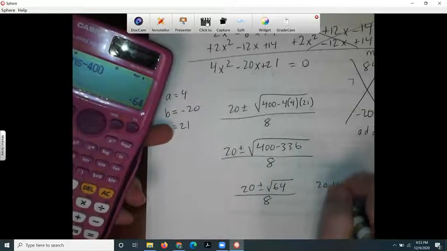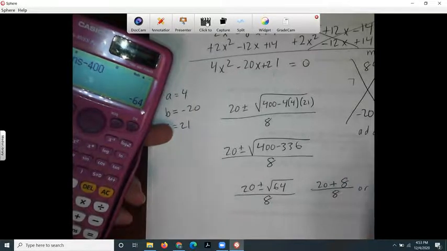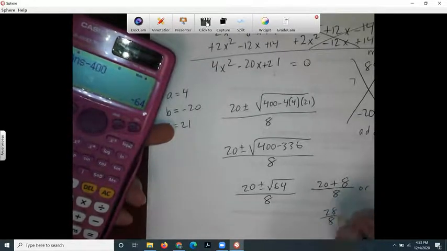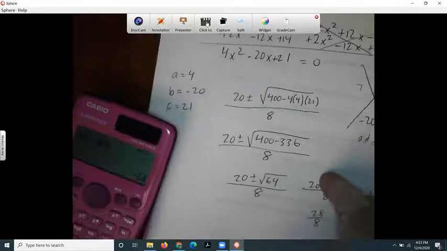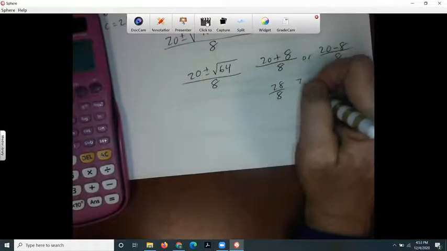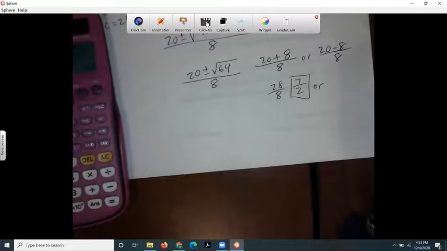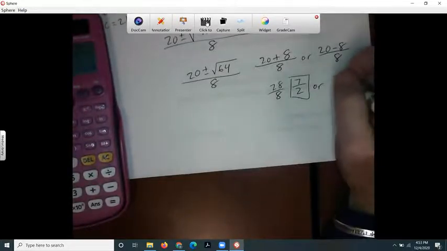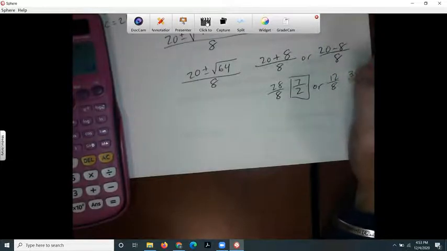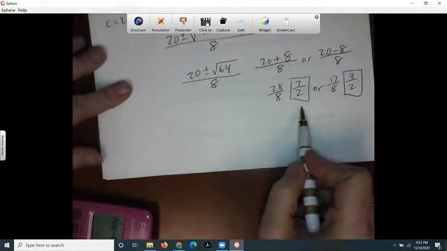So 20 plus 8 over 8, or 20 minus 8 over 8. So 28 over 8. Well, 4 goes into both of those, so that could be 7/2. 20 minus 8 is, I think, 12. 12 over 8. So 4 goes into both of those. Okay. So those were x values.